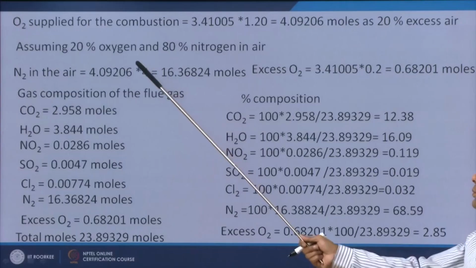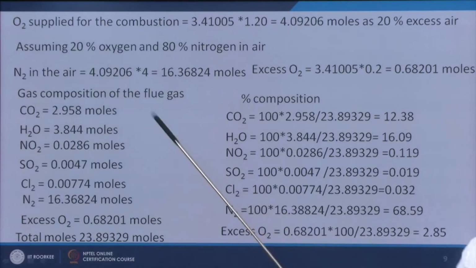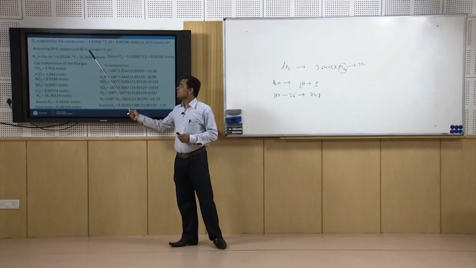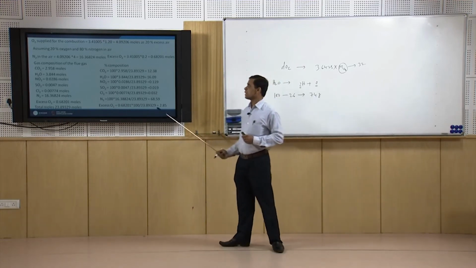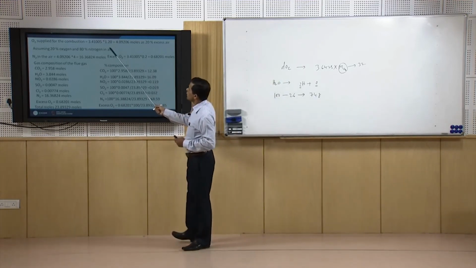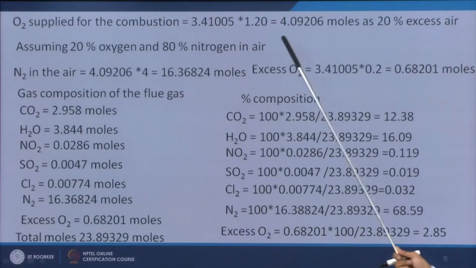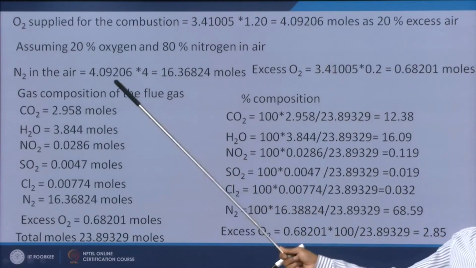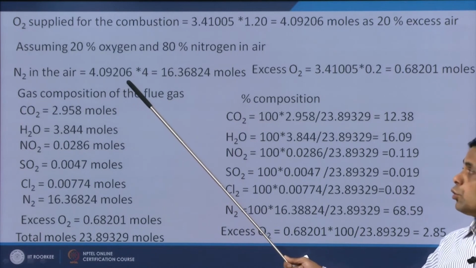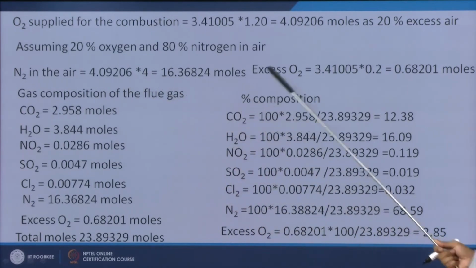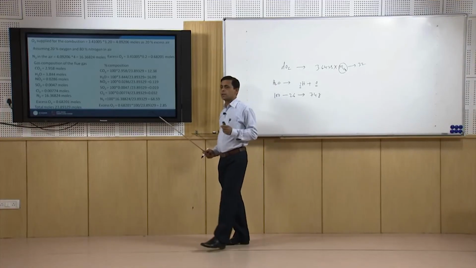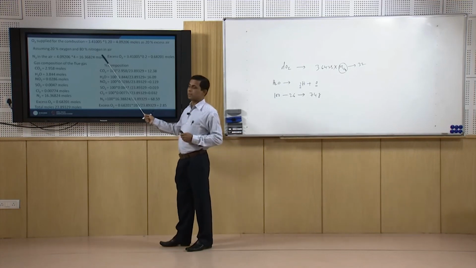Again, we are assuming 20% oxygen and 80% nitrogen in air. If we can assume this, then obviously the nitrogen in the air will be 4 times of this. So, 4.09206 into 4 is 16.36824 moles. This is the nitrogen present in the air used for this combustion method.